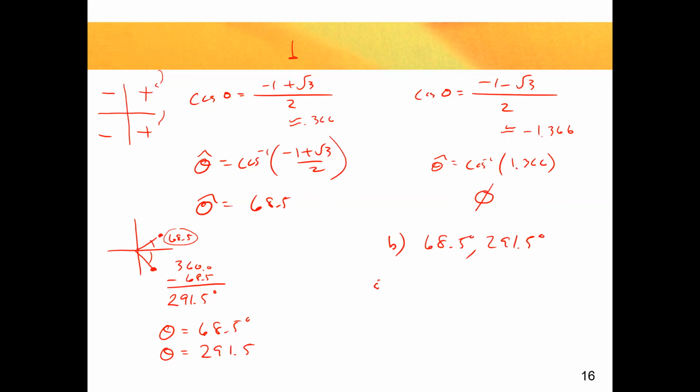And then part A: 68.5 degrees plus 360 degrees K, and 291.5 degrees plus 360 degrees K. K is an integer. I think the back of the book does say K is an integer each time for every single one of those answers. You can put it at the end of all of them. Okay, are we good there with the calculator stuff?